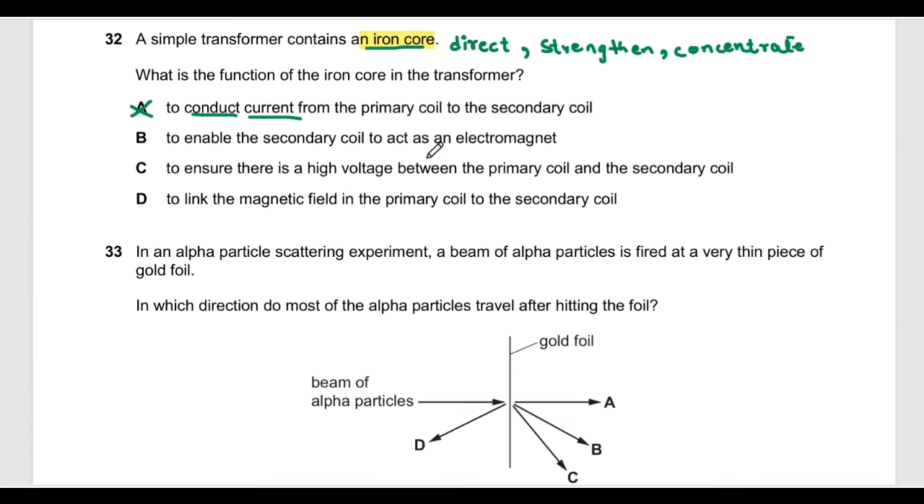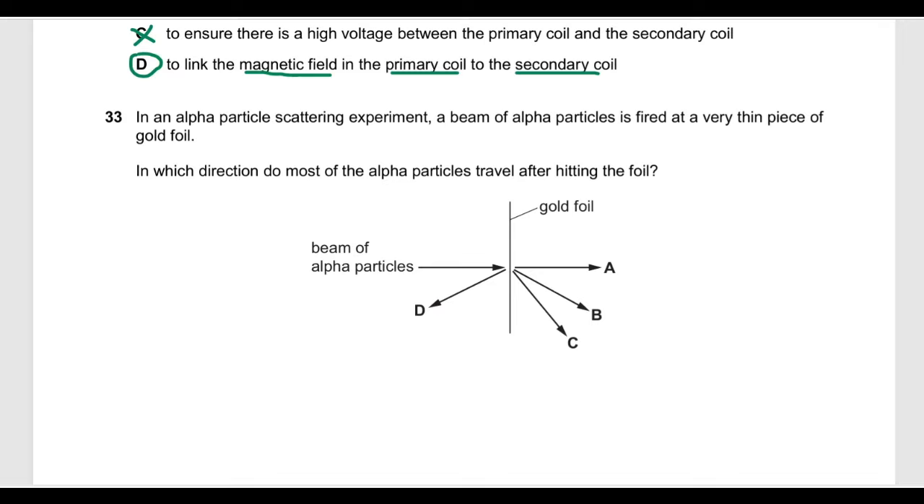It enables the secondary coil to act as electromagnet. No. To ensure that there is high voltage between the primary and the secondary coil. The voltage is defined by number of turns. To link the magnetic field in primary coil to the secondary coil. Yes, it is used to direct the magnetic field, so D is correct.